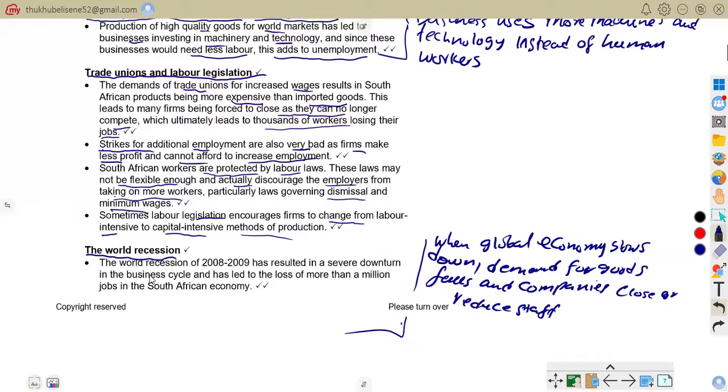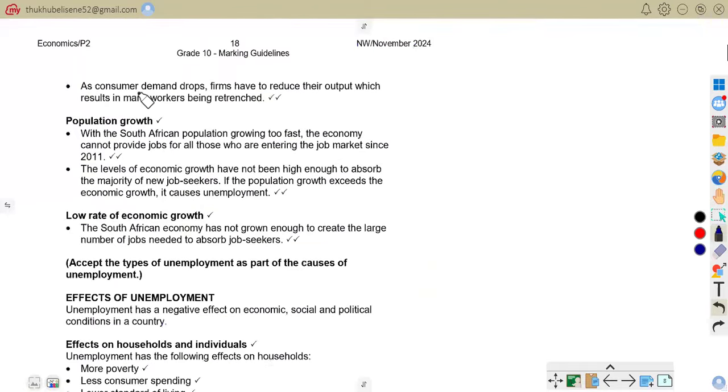As it says, the world recession of 2008 and 2009 has resulted in a severe downturn in the business cycle and has led to loss of more than 1 million jobs in the South African economy. So consumer demand drops. Firms have to reduce their output, which results in many workers being retrenched. So that's what it means.